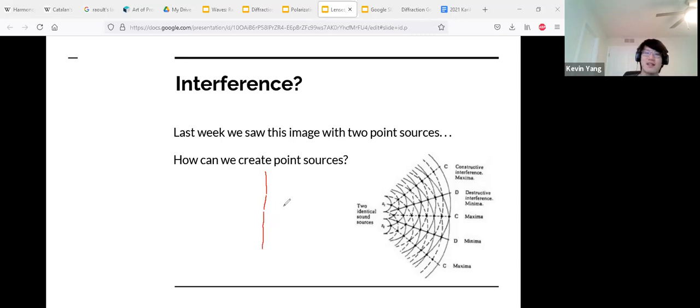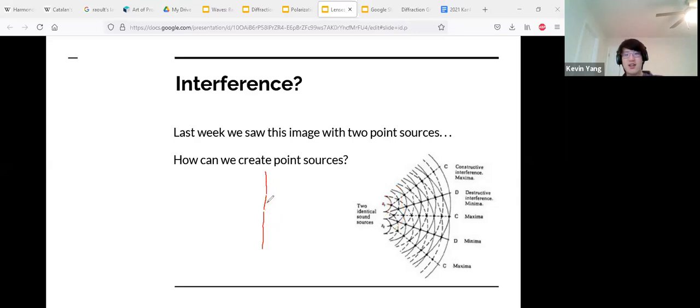So we can actually get point sources if we have just this little tiny slit here. The tinier the slit, the more pronounced it's going to bend around. That means we're going to get very pronounced circular waves, and it's exactly what a point source looks like, because a point source just looks like circles coming from one point. So this looks exactly like a point source.